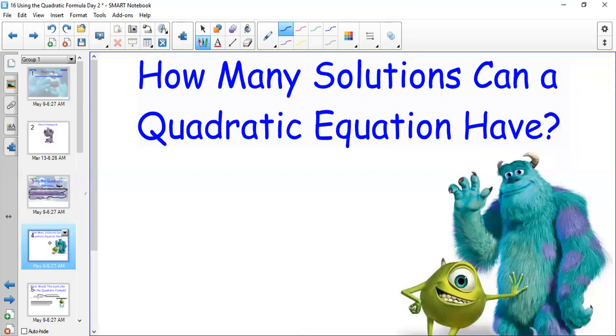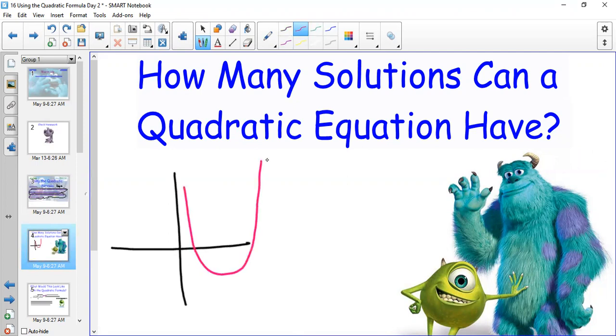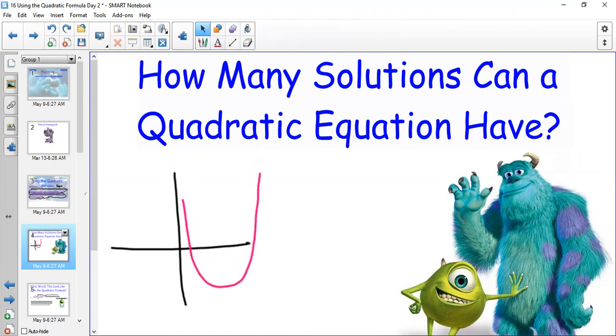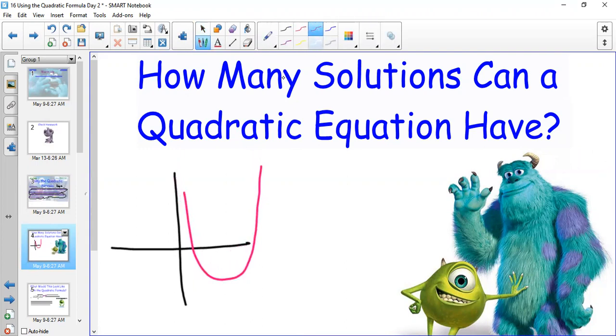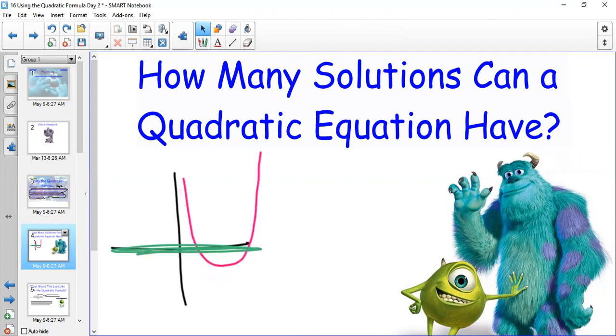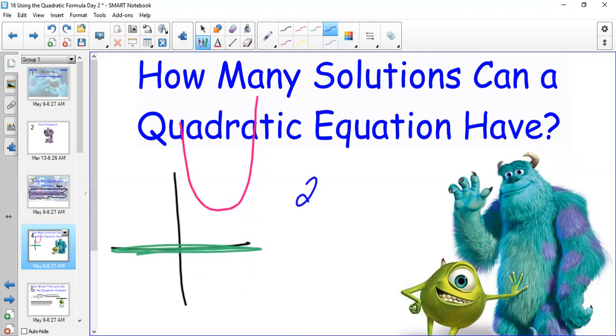All right, so first off, if we are talking about a quadratic, I'm going to draw a graph so we can have a visual of this. So I'm going to draw a parabola here. Remember, a quadratic function can cross our x-axis. That's where our solutions are. So this line can cross twice, like it is right now, just once, or it could not cross at all. So it could have two solutions, one solution, or no solutions.